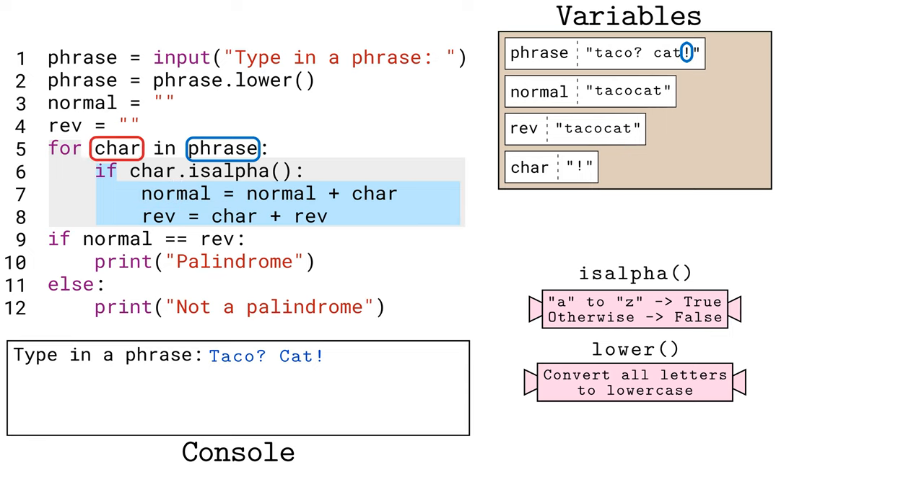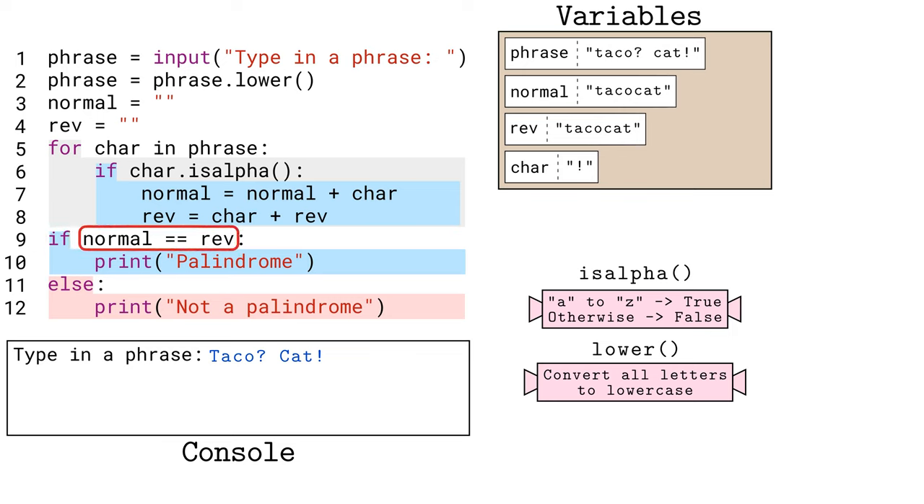The stepper variable has reached the end of the phrase variable, signaling the end of the loop. Python skips down to the end of the loop, where the indented code ends at line 9, where there is another conditional. This statement has an else branch. The indented code on line 10 will only run if the condition is true, and the indented code on line 12 will only run if the condition is false.